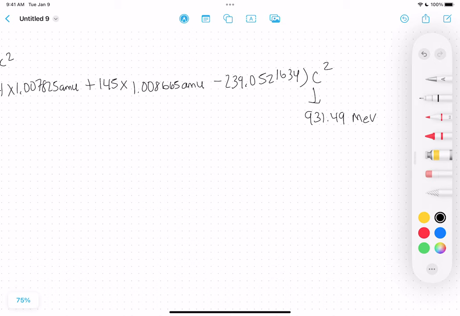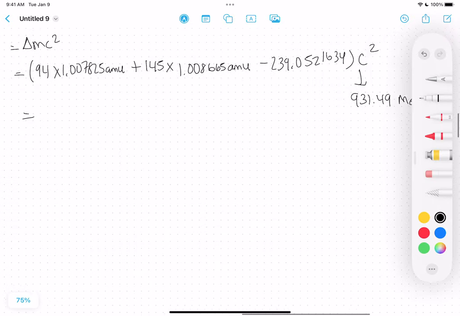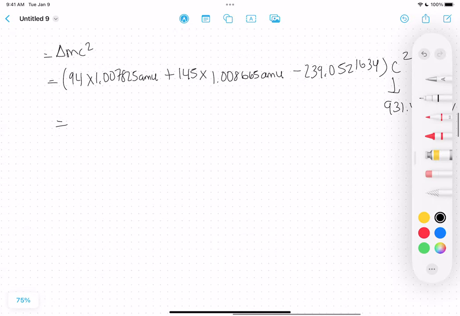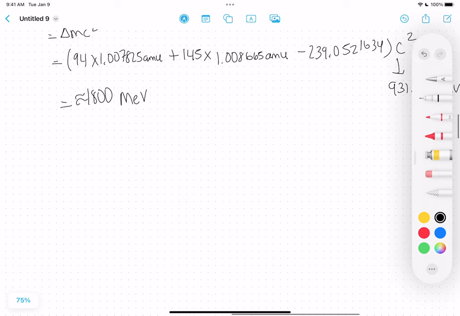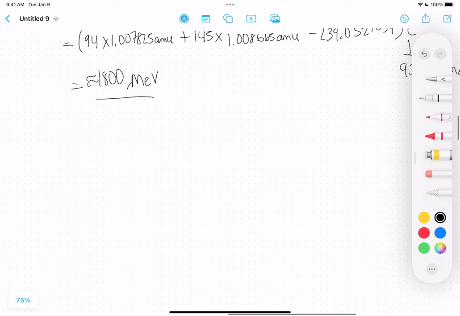But that is pretty much it for that part. And I think you should get around 1800 mega electron volts for that. Now, that's per nucleon, right? Or my bad, that's for the whole thing, for the entire nucleus. And if you want it for each nucleon, then you take this and divide it by the mass number, 239. That'll give you roughly 7.5 mega electron volts per nucleon for the binding energy. So that's part A.